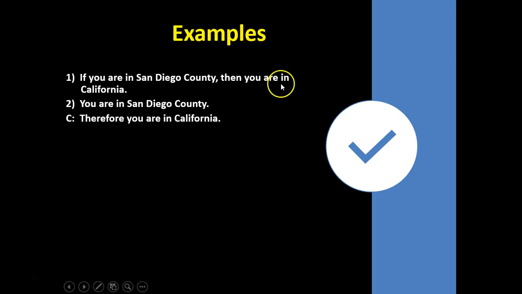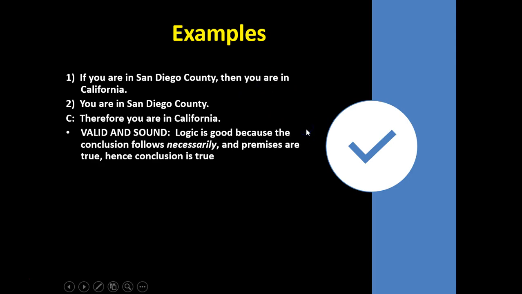Then see if these are in fact true. Is it true that if you find yourself in San Diego County, you're going to be in California? That's true. And is it true that you are in San Diego County? For a minute, we're just going to have to pretend that we're all in San Diego County, even if you're out of town. Okay? So let's say this is true as well. That makes the argument sound. So this argument's valid and sound. Logic is good because the conclusion follows necessarily, and premises are true, hence the conclusion is true.